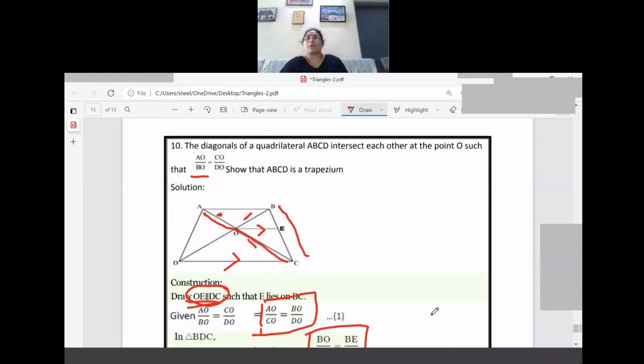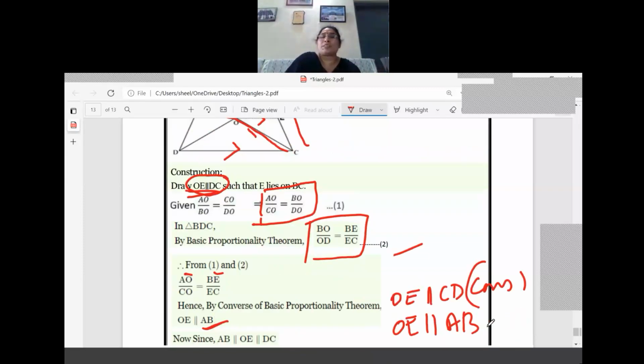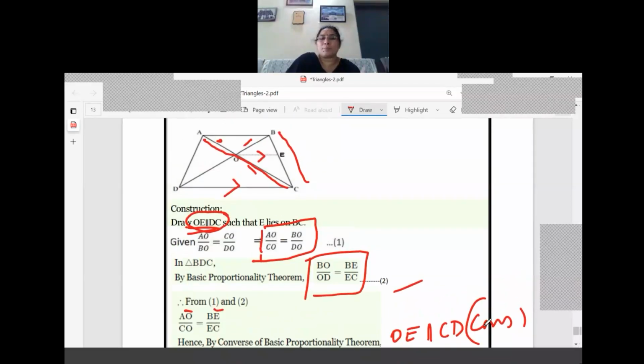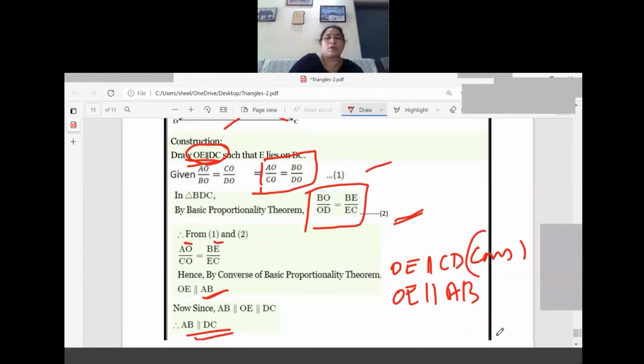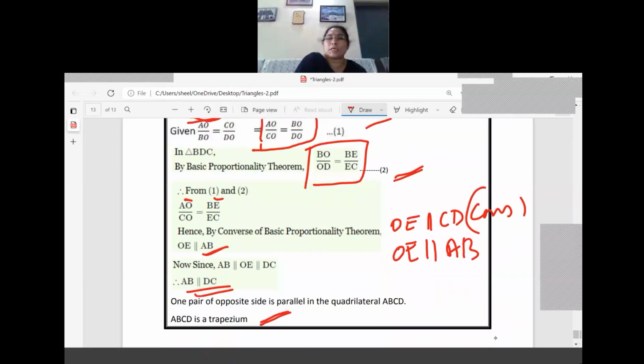I think it is based on the BPT theorem only. Except for the 10th question, I think everything is quite easy. Here, what is given? The ratio is given. You should arrange AO by CO equals BO by DO. That is the first equation. Now what did we apply by construction? We got the second equation. By using 1 and 2, we got OA by OC equals BE by EC. By using this, you get one pair of opposite sides parallel. So what is the conclusion? ABCD is a trapezium. With this, I'm winding up today's class. Thank you.